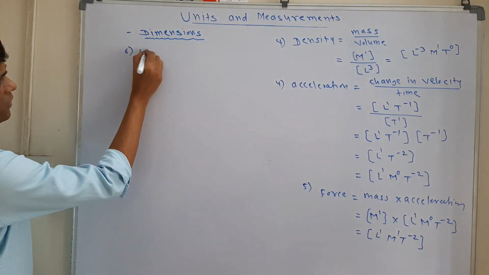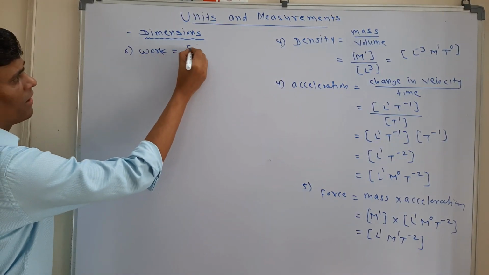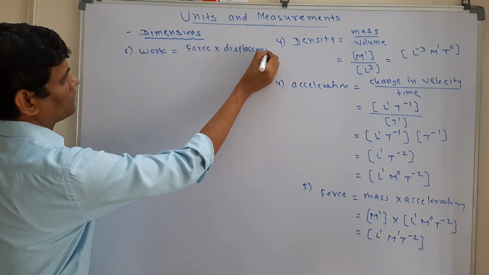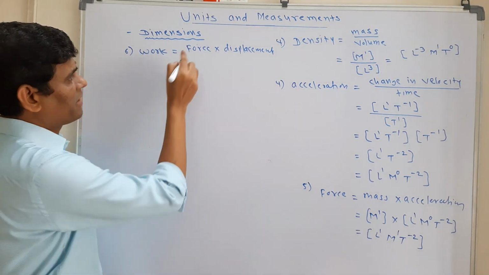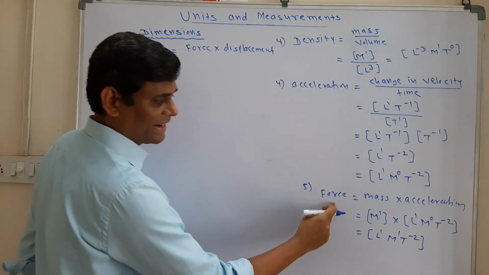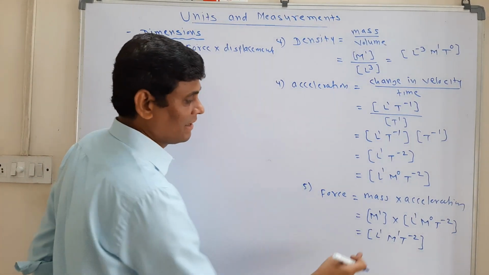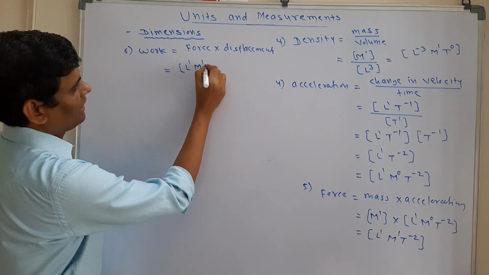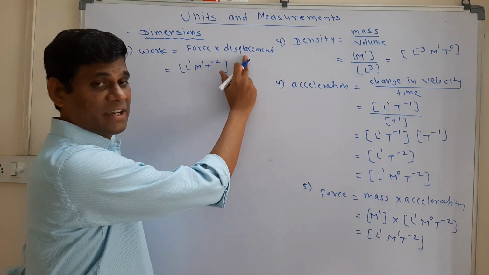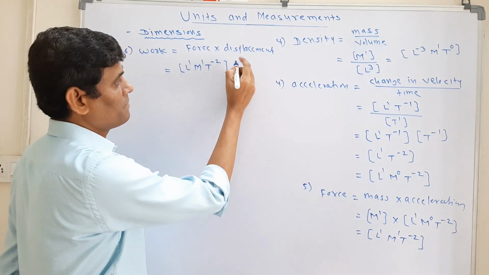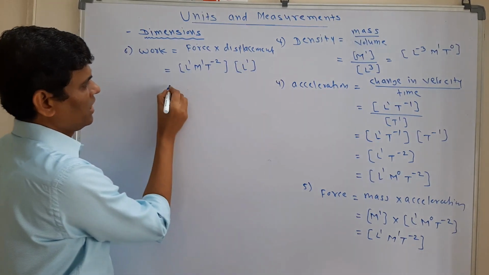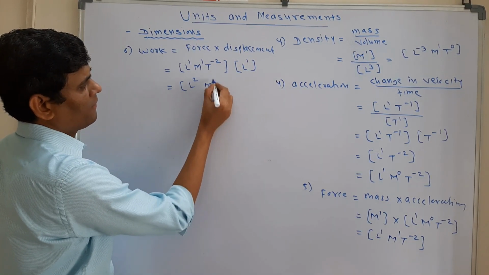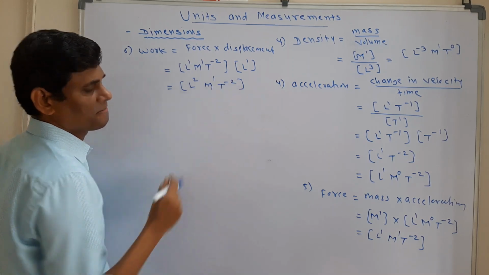Fine. Work. What is the formula for work? Work is force into displacement. Now the dimension of force. What is the dimension of force? We did it here, so you need to learn it by heart. The dimension of force is L1 M1 T minus 2. Displacement. Which physical quantity? Fundamental length. So the symbol is L1. If I write in one bracket, L raised to 1 times L raised to 1 is L raised to 2, M1 T minus 2 as it is.